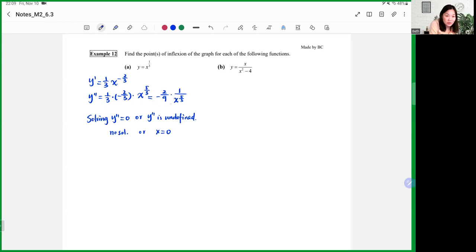Now this one is a fraction. So it cannot equal 0. So there's no solution. But the denominator equals 0, that will make it undefined. That we also care about, because there can be a change of concavity before and after. So I need to check. I found a point. Now I need to check the signs.